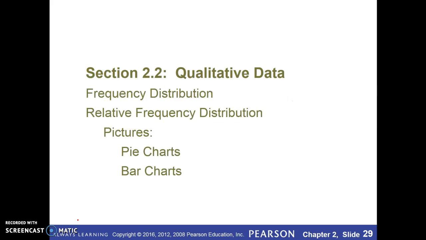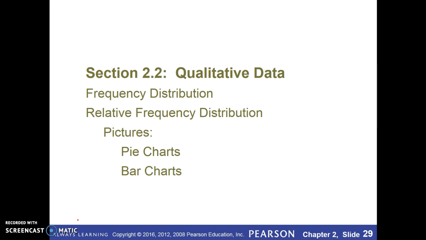All right, let's take a look at 2.3. First, in lesson 2.2, we talked about qualitative data. Remember that qualitative data is not a number. It's like what color are your eyes, things like that. That's qualitative as opposed to quantitative data, which is what we're going to get into today.